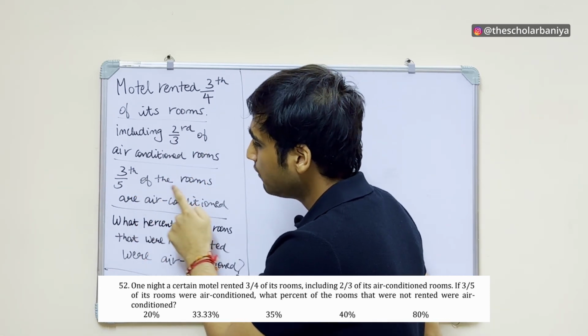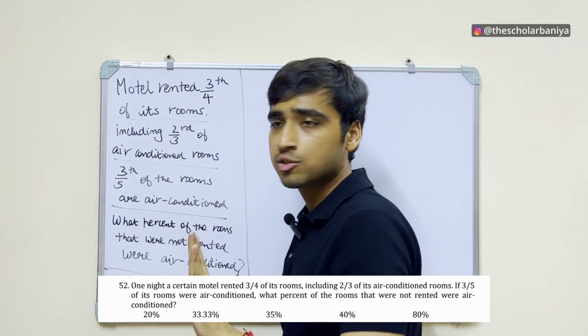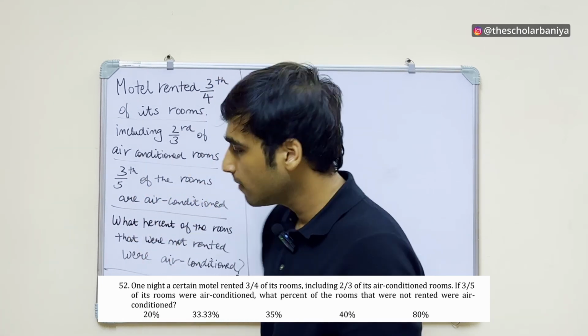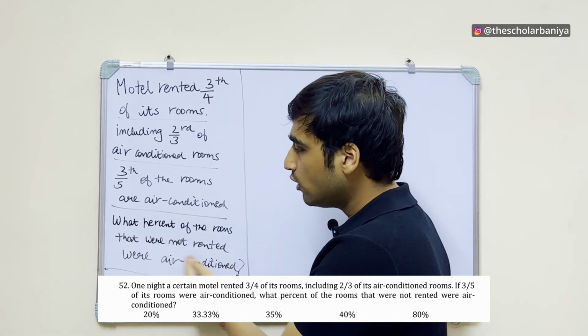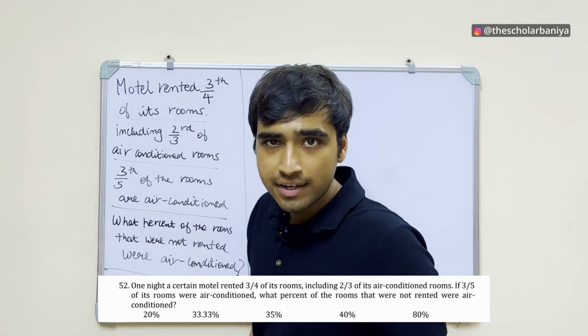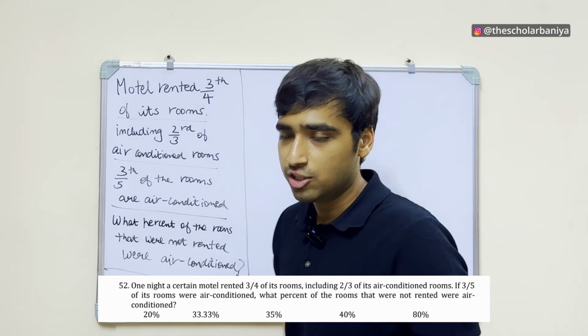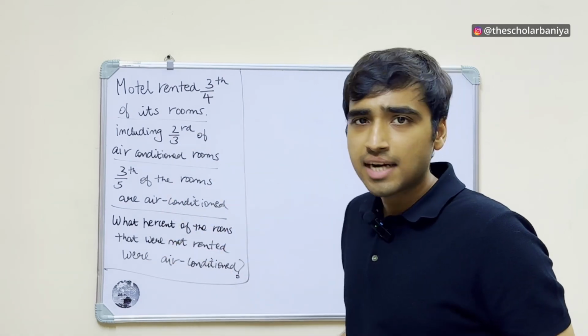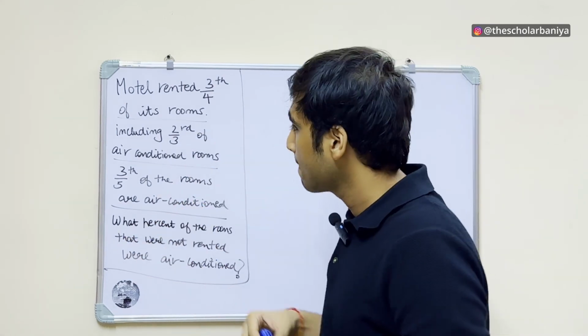We know that 3/5 of the rooms are air-conditioned. So out of all the rooms available, 3/5 of the rooms are air-conditioned. So we have to find what percent of the rooms that were not rented were air conditioned, right? Again, pretty simple question. You just have to understand the language and the wording.